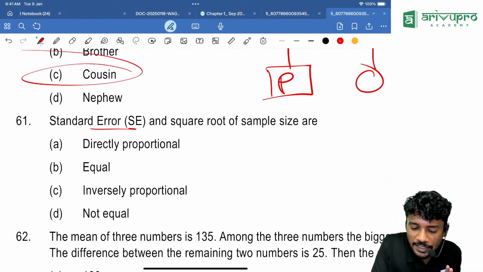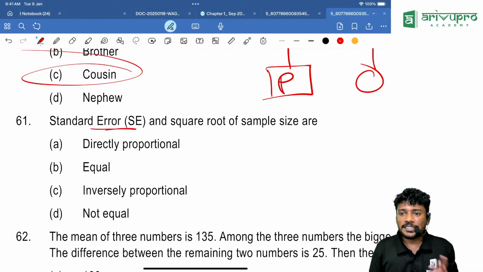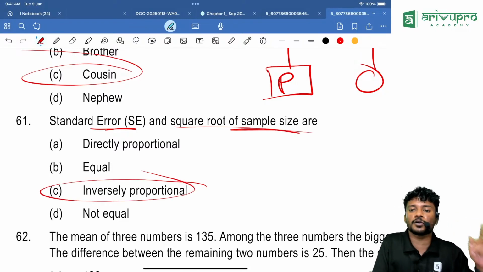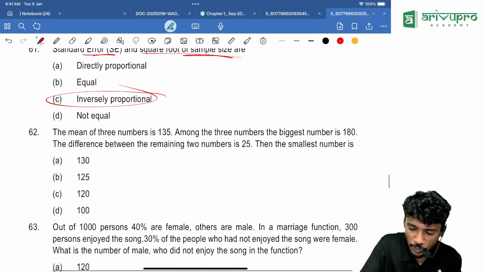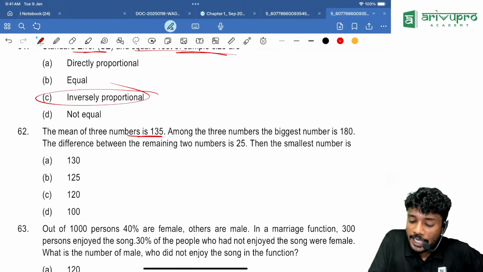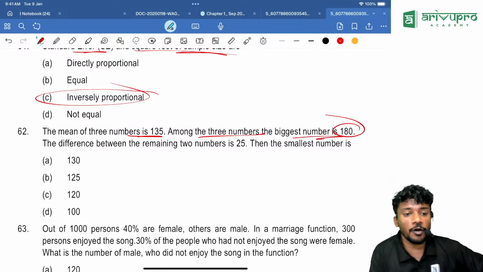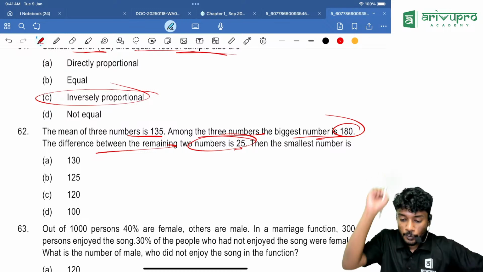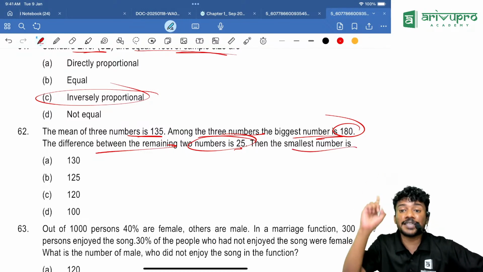Now, standard error. Sample size. What was the formula? Standard error is inversely proportional to square root of sample size. Now the next question. The mean of three numbers is 135. Among the three numbers, the biggest number is 180. The difference between the remaining two numbers is 25. Then the smallest number is how much is the question.